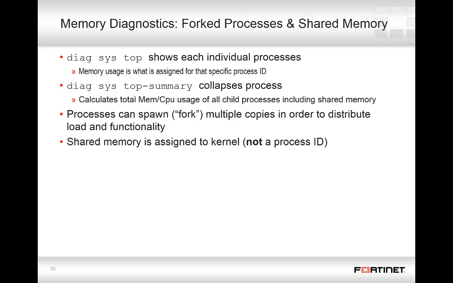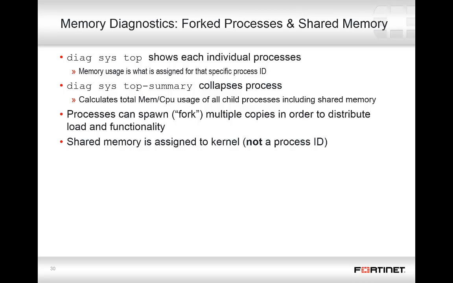Process forking happens when the operating system spawns multiple copies of a process in order to either subdivide processing load or handle tasks that require division. Diag sys top shows the individual processes, but diag sys top summary collapses the processes and calculates total CPU and RAM usage of all the child processes.